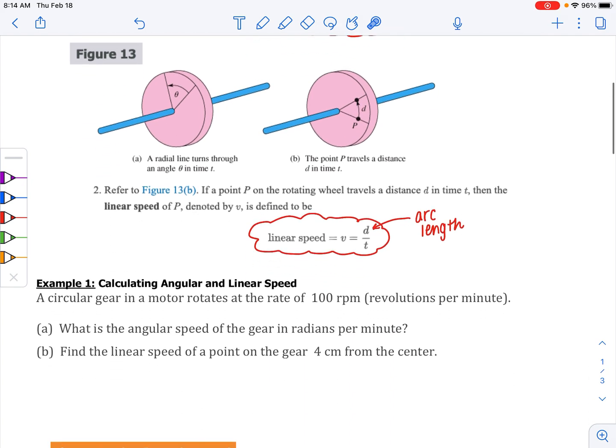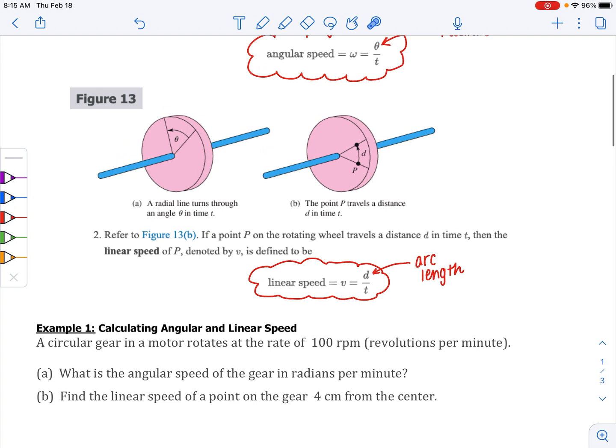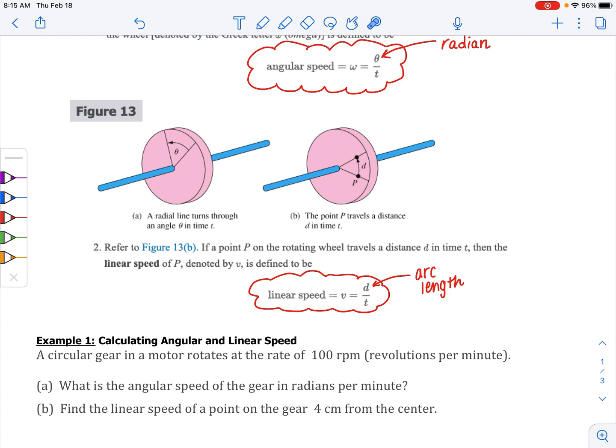Let's try a couple. So calculating angular and linear speed. A circular gear, kind of like in the picture, rotates at a rate of 100 revolutions per minute, or RPM. What is the angular speed of the gear in radians per minute? So we're going to have to look at units. Angular speed is given by this formula up here, but before we can plug in, we have to do a little bit of algebra because the numerator needs to be in radians. All I'm given here is that I have 100 RPM. That's not radians.